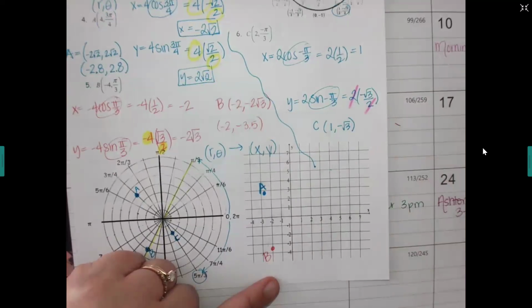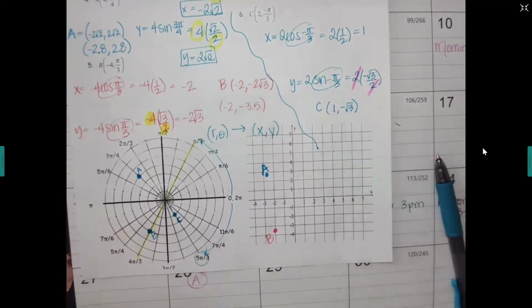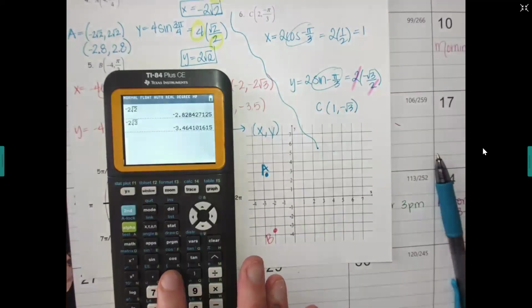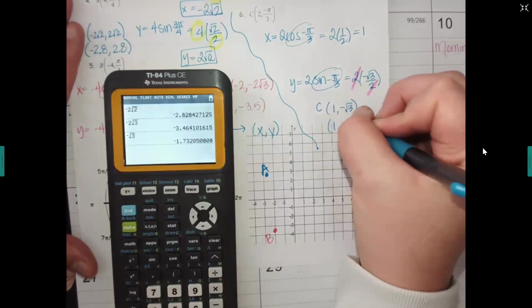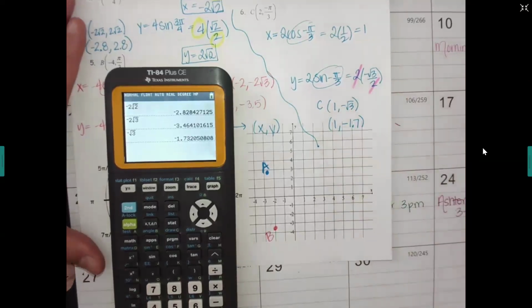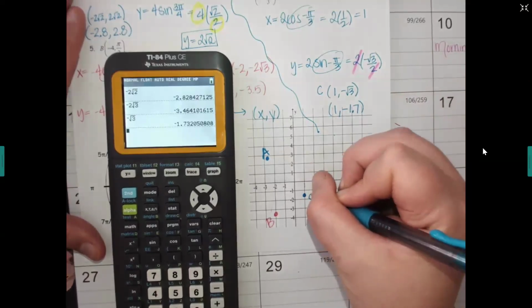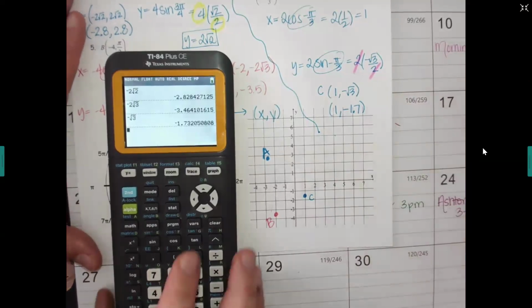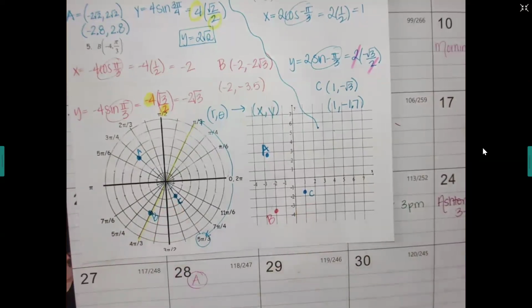Now, if I'm trying to place that on my graph, I'm going to run into the same issue that I don't really know what negative root 3 is. So I'm going to put it into the calculator. So the negative square root of 3 is about negative 1.7. So then I'll go over 1, down 1.7. That puts me here for point C. And then I look at my original work and I see, wowie, those mapped to the exact same spot. Okay, you love it. You're so excited.